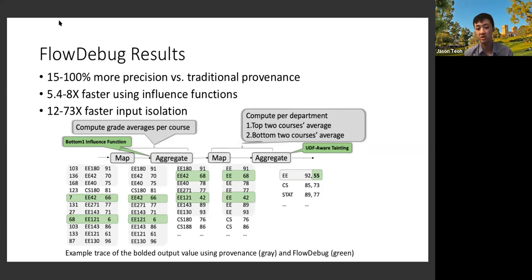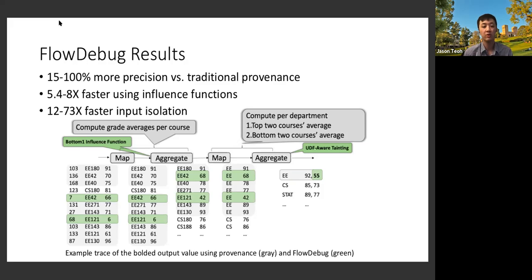And this is actually reflected a little bit in our evaluations when we compared flow debug against a traditional provenance implementation, and both of these were done on top of Spark. We observed that flow debug actually achieved 15 to 100% more precision, and this is in absolute values compared to the comparison that we used, which was Titian. In practice, we also found that our instrumented runs ended up being much faster, 5.4 to 8 times faster when we were using influence functions.